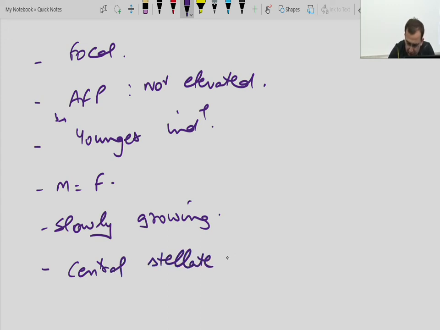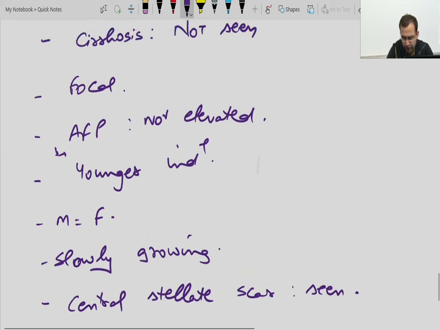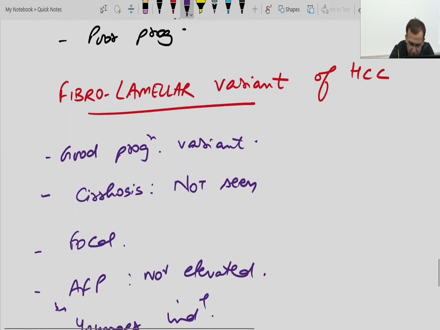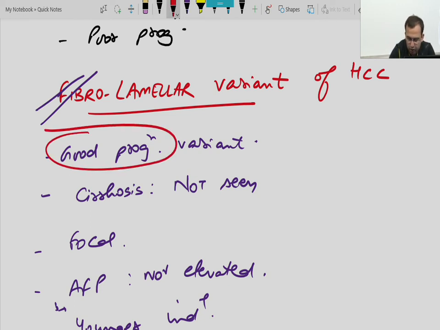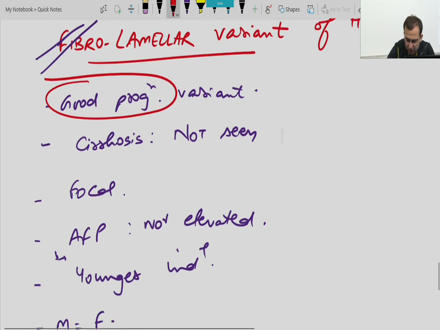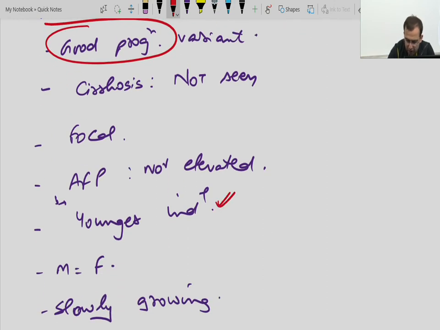Grossly, a central stellate scar may be seen. This is the fibrolamellar variant of HCC. If you just remember that it is the good prognostic variant, you will know the majority of the points with this. Important ones were younger individuals, AFP is not elevated, and males are equal to females.